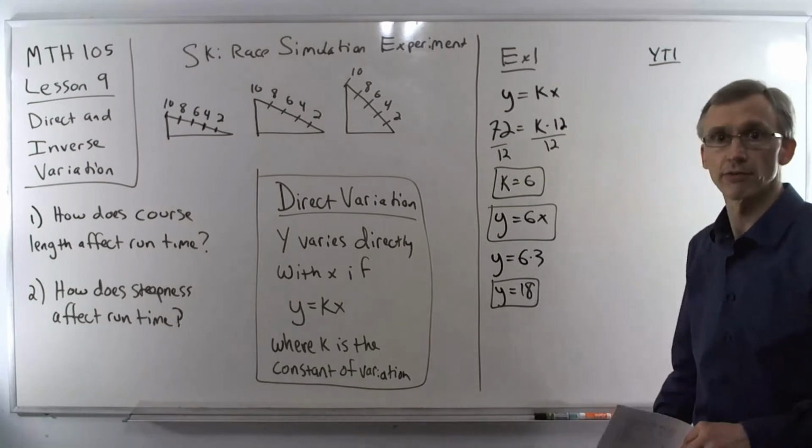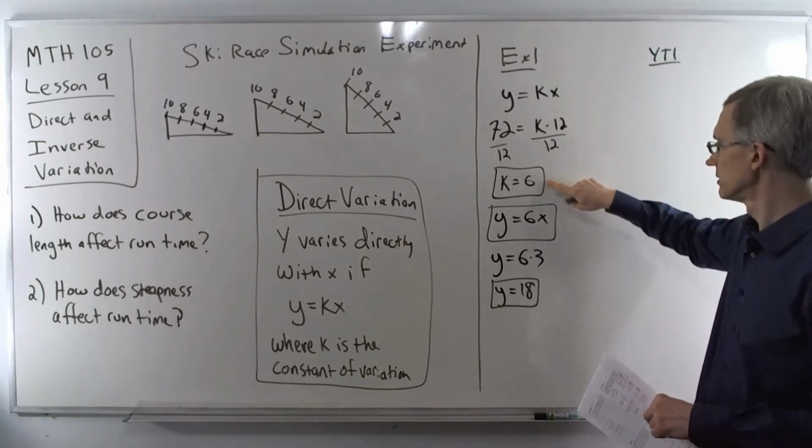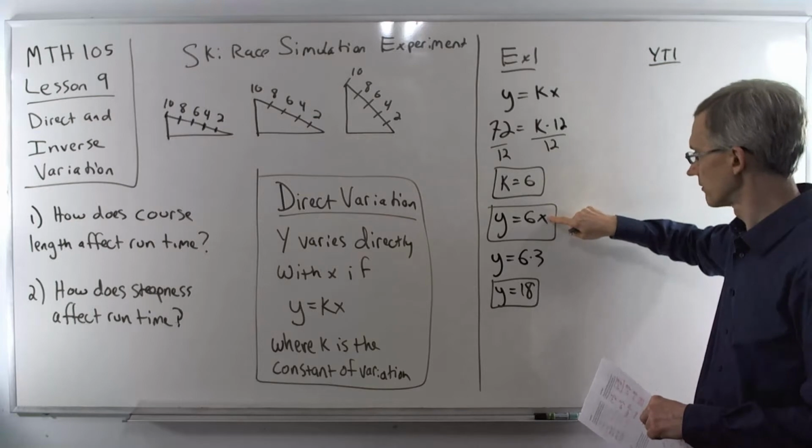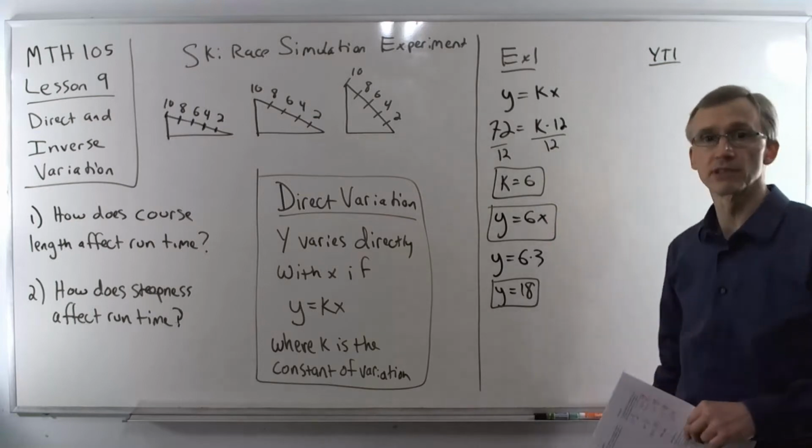So these questions will always have 3 answers. One is the constant of variation. Use that to create the equation of variation. And then answer a specific question.